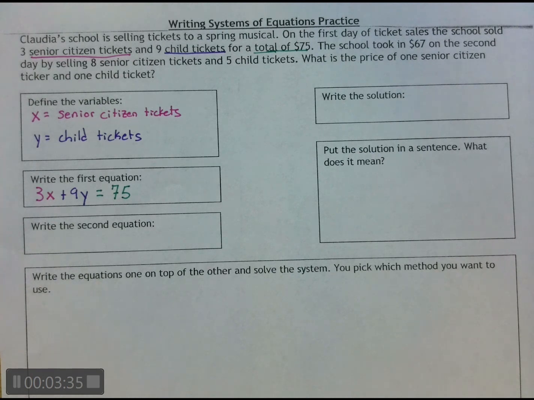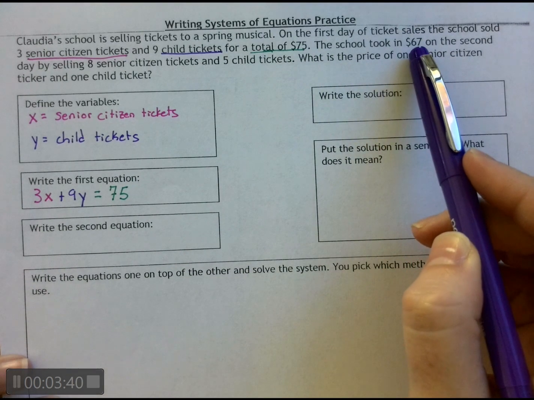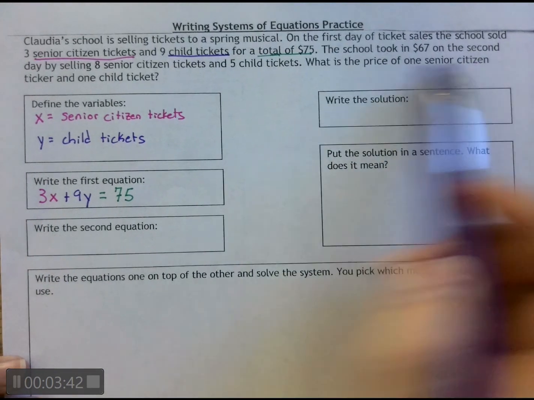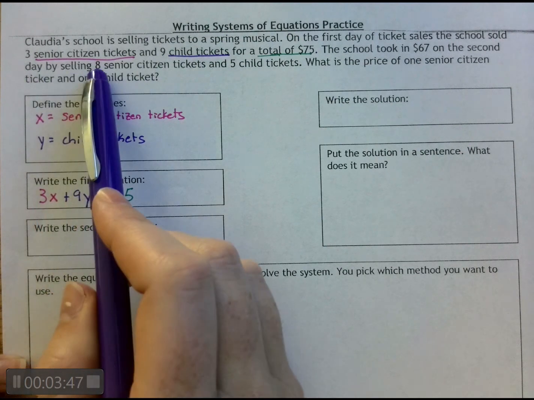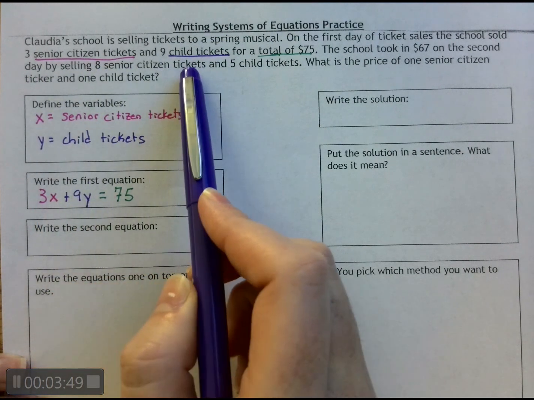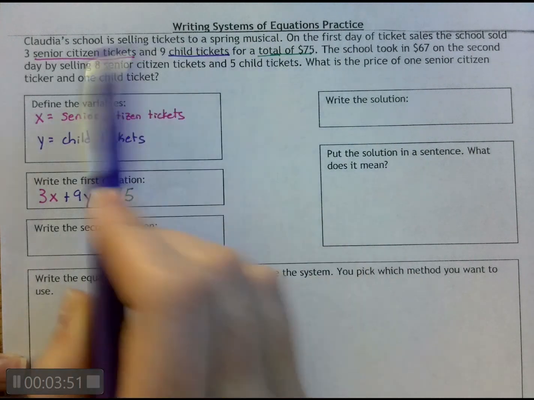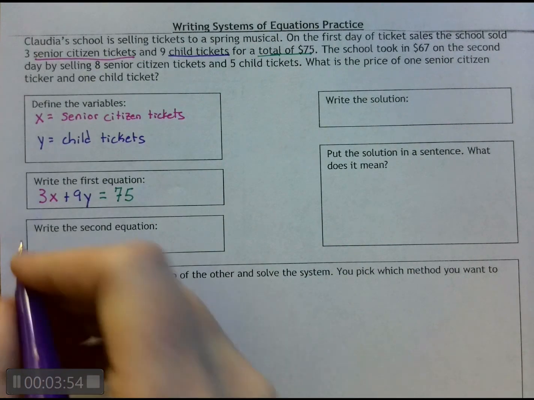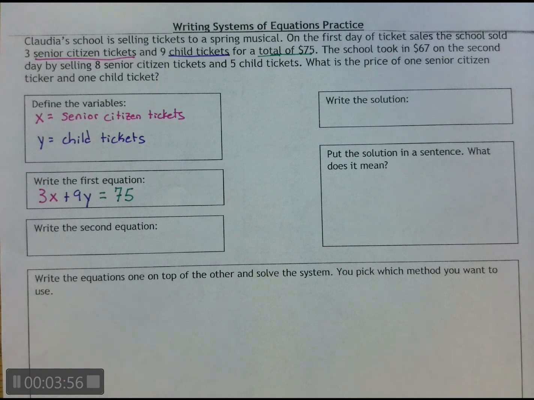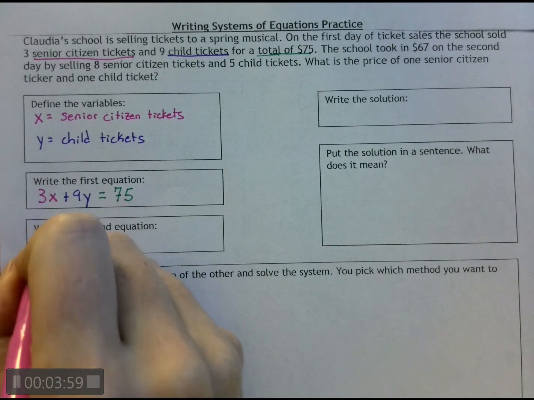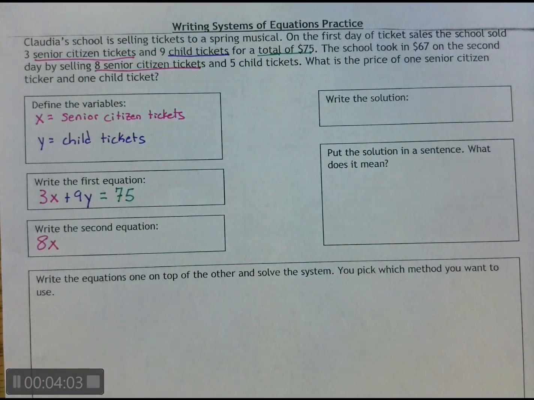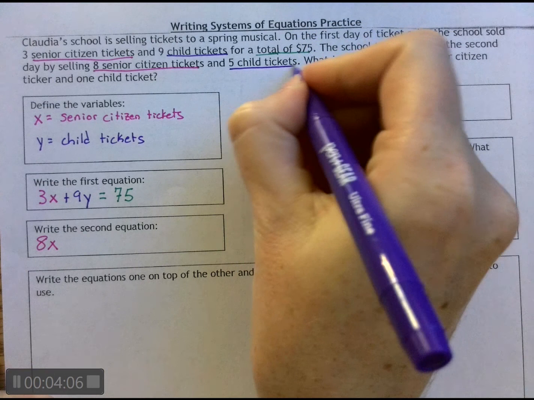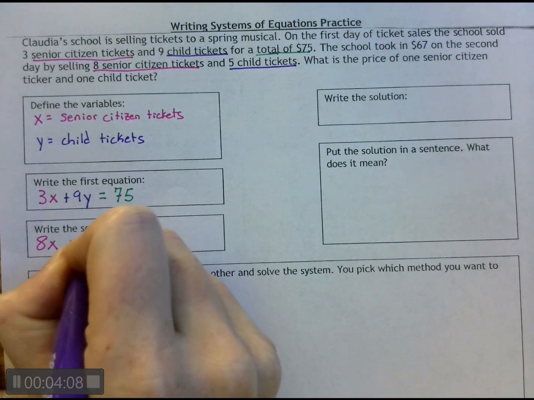Now, let's read the third sentence. The school took in $67 on the second day. Hey look, second day means second equation. Cool. And they sold 8 senior citizen tickets and 5 child tickets. So 8 senior citizen. So, whoops. Let's get my color right. So we have 8X for 8 senior citizen tickets and 5 child tickets. So plus 5Y.